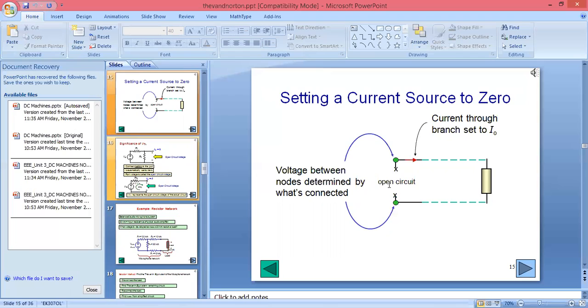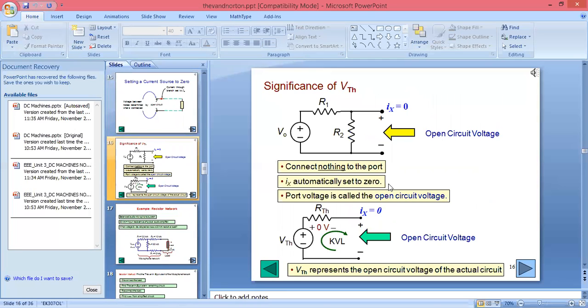We can make that circuit an open circuit. So we will find the value of the Thevenin equivalent resistance. Here we can say there is some significance of VTH. We can connect nothing to the port. We are considering IX automatically set to 0 by making the circuit open.